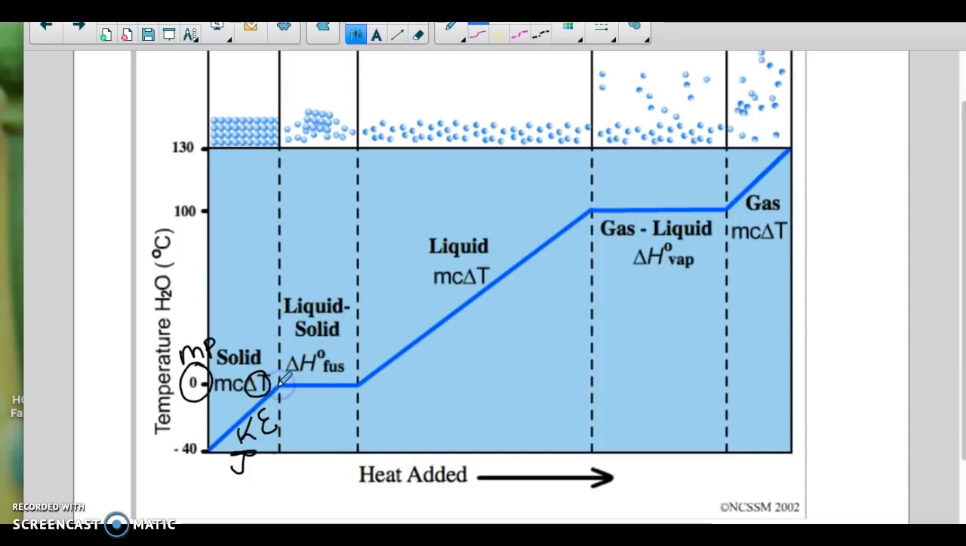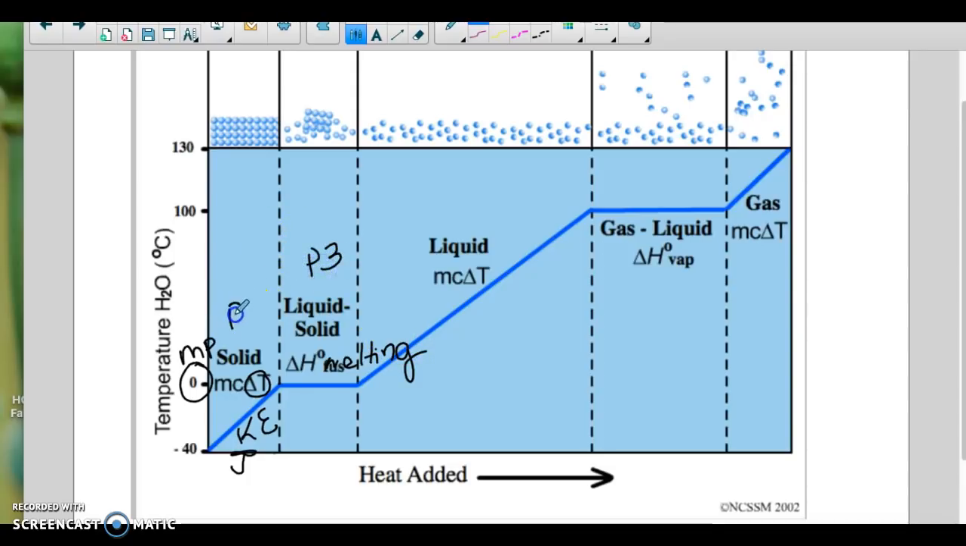Then when we get to the melting point, the ice is going to start to turn to liquid. All of this energy is now not going into making the particles move faster. So kinetic energy doesn't change, but potential energy changes. So this is where you're going to use the heat of melting. This is where you're going to use your packet, page 3.